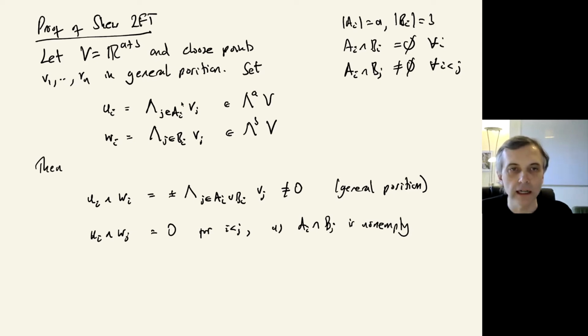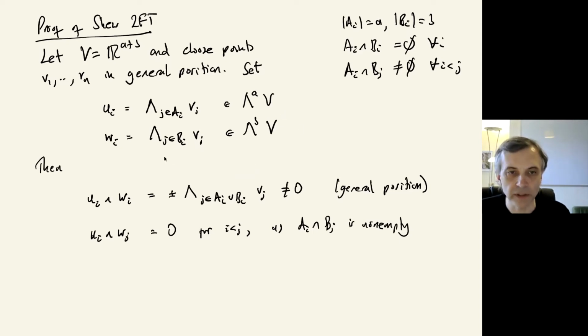Okay, and now we'll map each of our sets to elements of the exterior algebra. We've got v1 up to vn in general position, and so let's define a vector ui by wedging together the corresponding vj's. So for each element of the set Ai, we wedge together the corresponding vj. So you've got a different vectors v that are being wedged together, so we're in the a-th exterior power. And for Bi, we do the same thing. We wedge together the corresponding vectors, and we get something in the b-th exterior power.